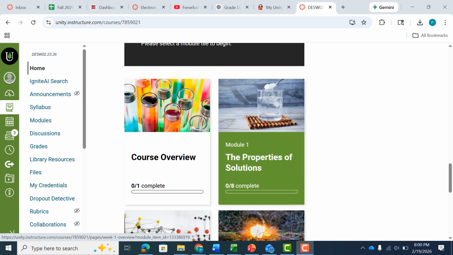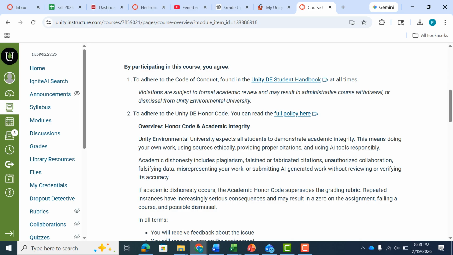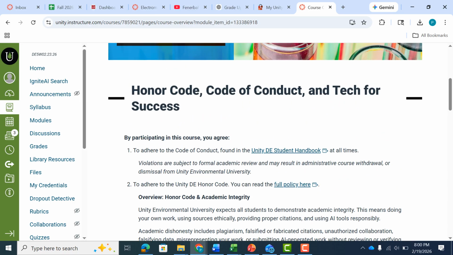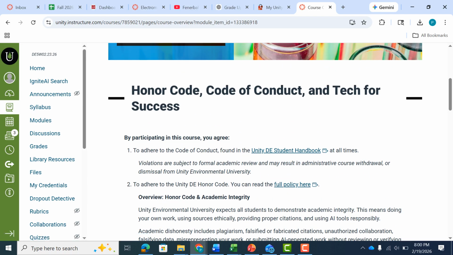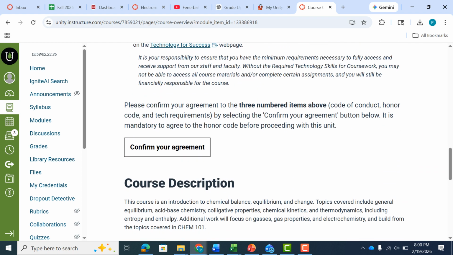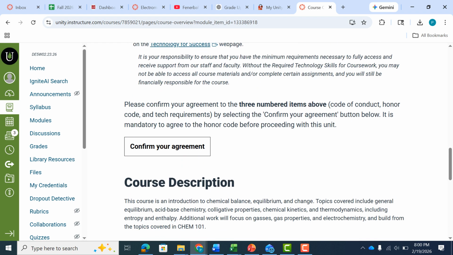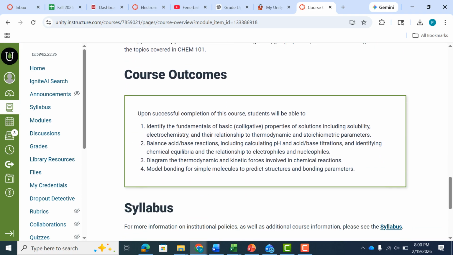So if I go back here, course overview. We want you to sign the honor code of conduct and certify that you're going to have the technology that you need for this course. That's the very first thing you're going to do. You're going to confirm that agreement here. In the course description, we have a few things that we're going to cover in this course.